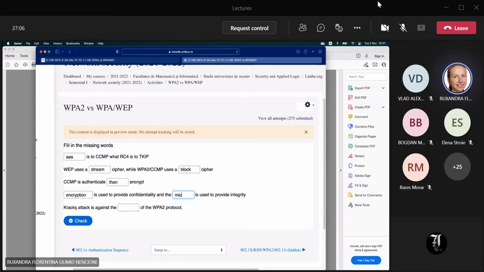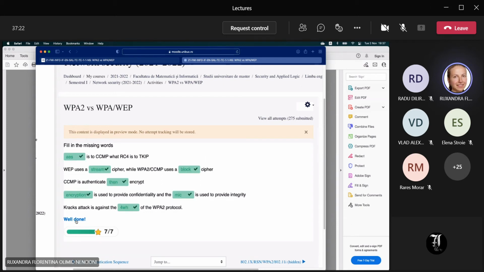And the KRACK attack is against the four-way handshake. You could have written it as four-way handshake, or you can put just handshake, and everything should be fine.